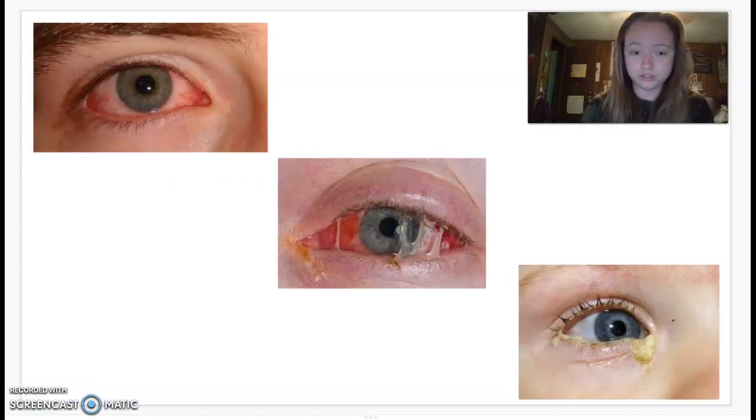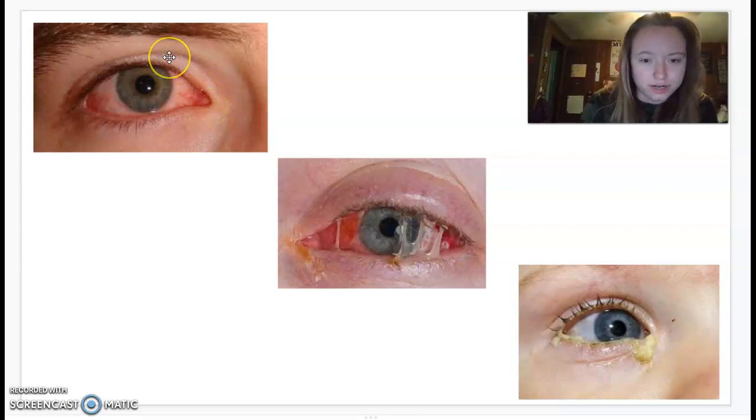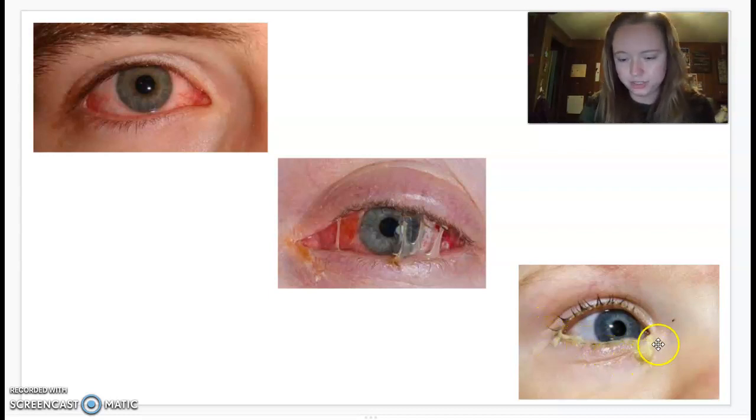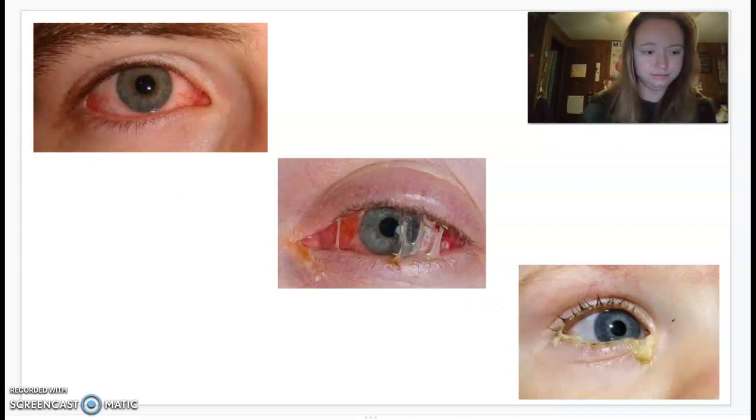These 3 pictures show the classic symptoms of pink eye. The first one up top here is the classic red or pink eye color. And then the one here in the middle is the discharge that is produced by the infection. And then eventually this discharge will harden, usually overnight, and it becomes this crust, which is shown down here at the bottom.